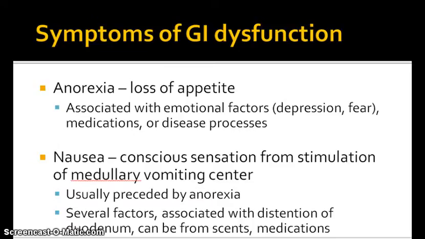Nausea is whenever someone has the conscious or thoughtful sensation that they're going to vomit. So it's actually a stimulation of part of the brain in the medullary center called the vomiting center. It's usually preceded by a lack of appetite or anorexia. It can be triggered from a variety of different pathological methods. So for instance, if the duodenum in the intestinal tract gets pressure because of a buildup of contents, it can do it. Scents can trigger it. It can be a side effect of medications or things like that.